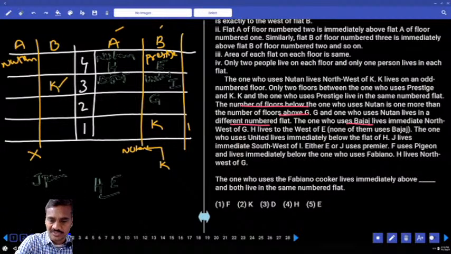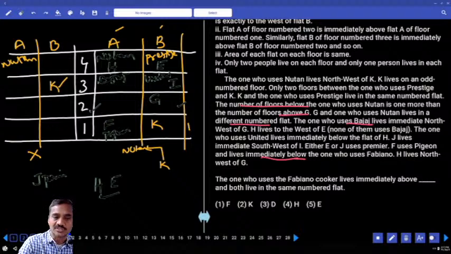F uses Pigeon and lives immediately below the one who uses Fabino. F, Pigeon, immediately below this Premium. Since F lives immediately below Fabino, F must be at this place, and F is Pigeon. Immediately below this one, it can be either here or here, that is Fabino.